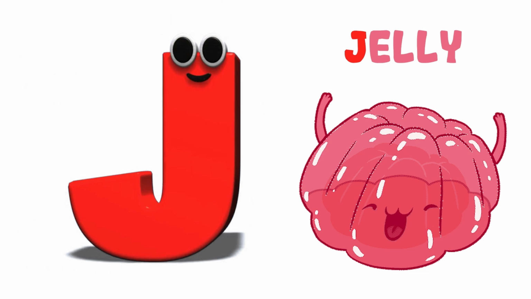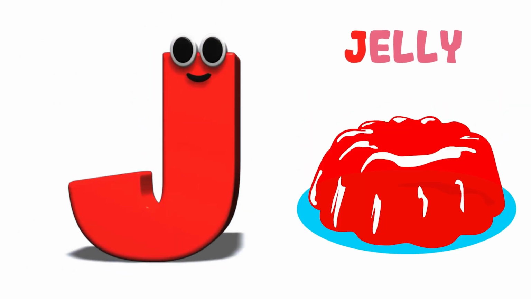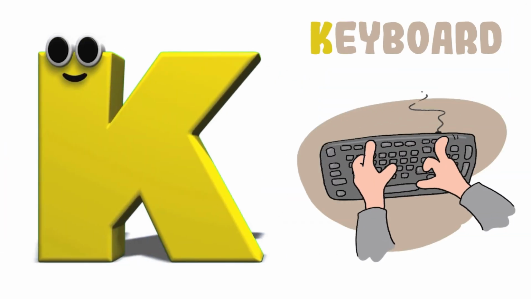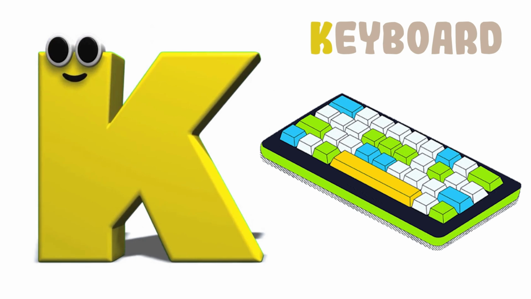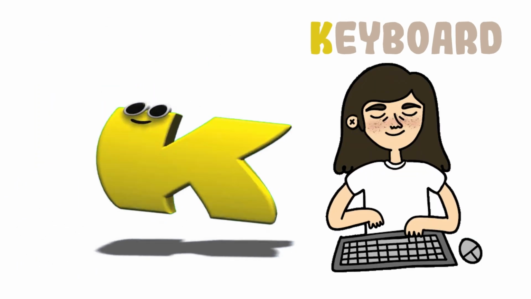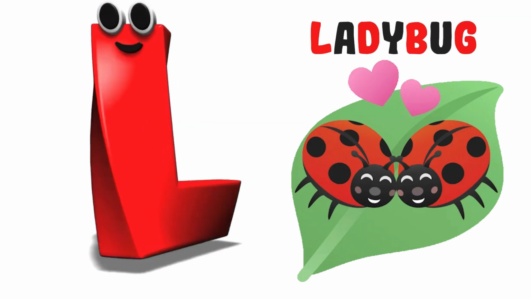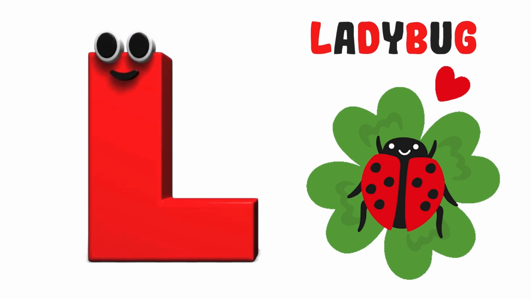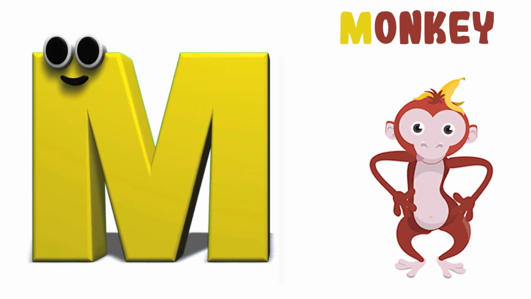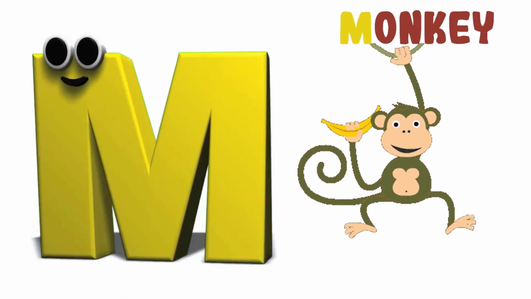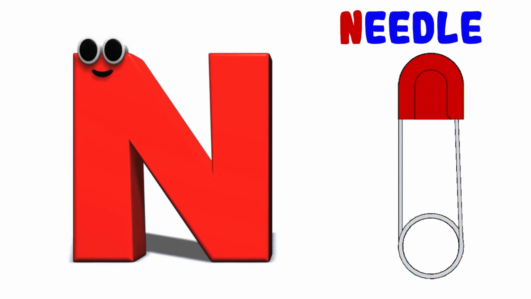J is for jelly, j, j, jelly. K is for keyboard, k, k, keyboard. K, keyboard. L is for ladybug, ladybug, ooh, ooh, ladybug. L, ladybug. M is for monkey, monkey.